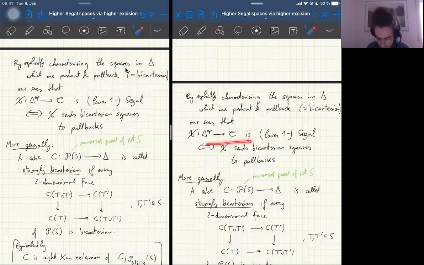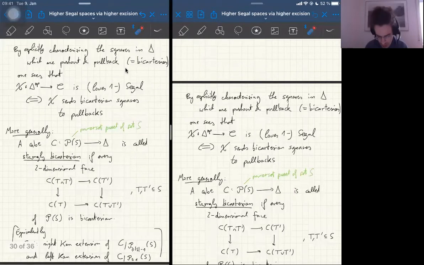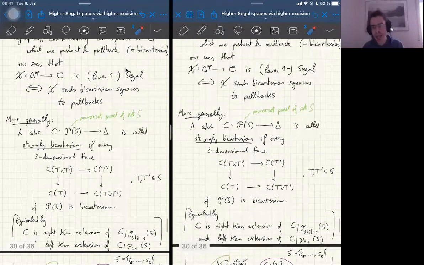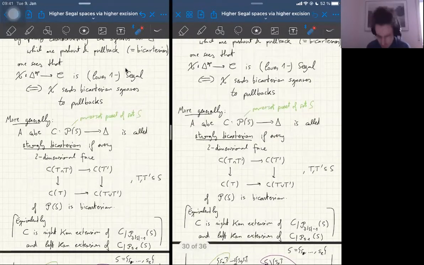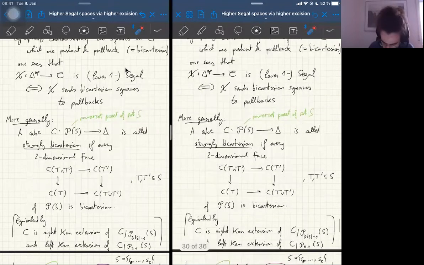And this actually turns out to be equivalent to the original Segal condition, which was defined in a very specific way. You had some very specific diagrams you just write down, but maybe it's not completely clear why those. And now the upshot is that an analogous theorem holds for all higher Segal conditions as well. And this is exactly the theorem I want to present.